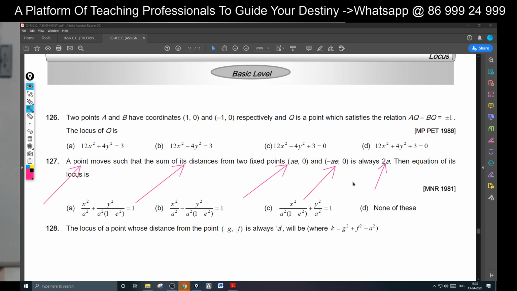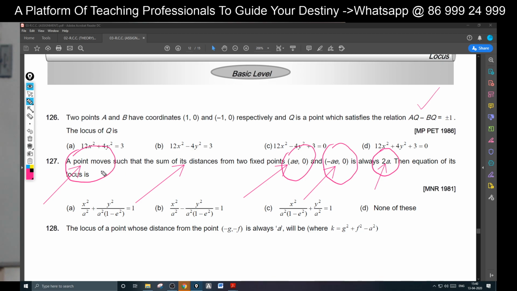So here, understand it thoroughly. A point P moves such that, that means this is the point on the locus, the moving point. The fixed points are ae comma 0 and minus ae comma 0, and the sum of the distances is 2a. Here the condition is not given, you have to write the condition on your own by understanding what is given. I am giving you the idea, now you have to proceed.